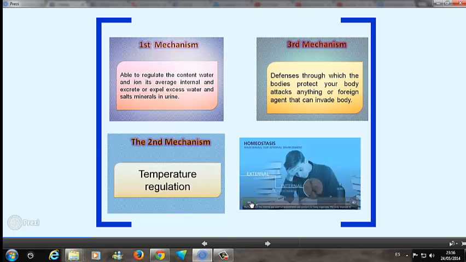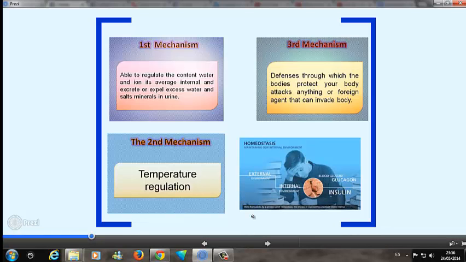Fluctuations in the internal and external environments are constant for living organisms. The body responds to these fluctuations by a process called homeostasis, the process of maintaining a relatively stable internal environment. We will look at fluctuations in blood glucose levels as an example of homeostasis.